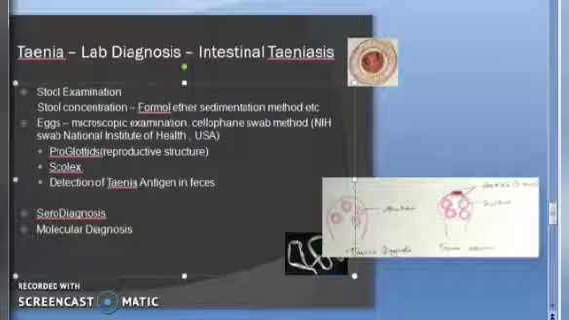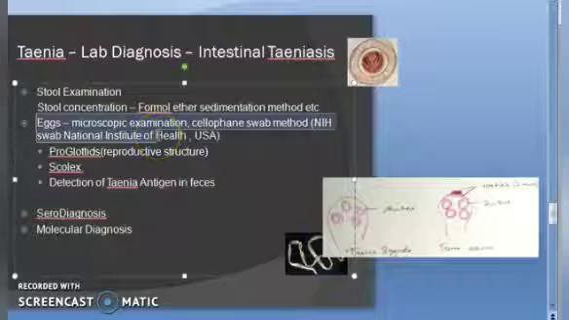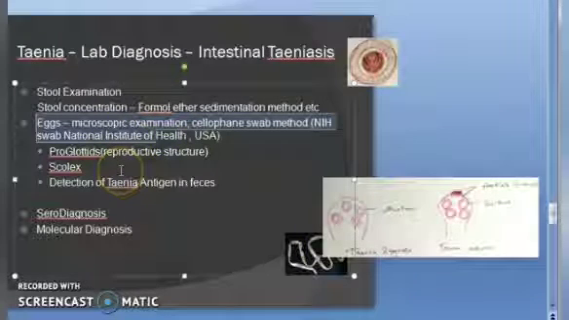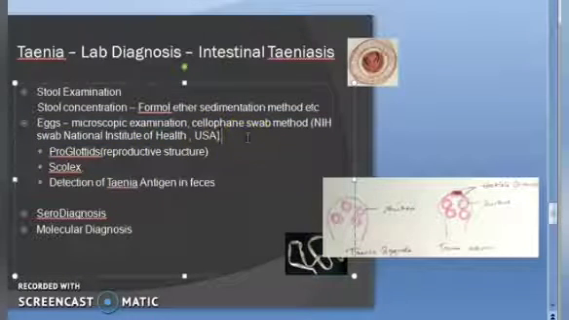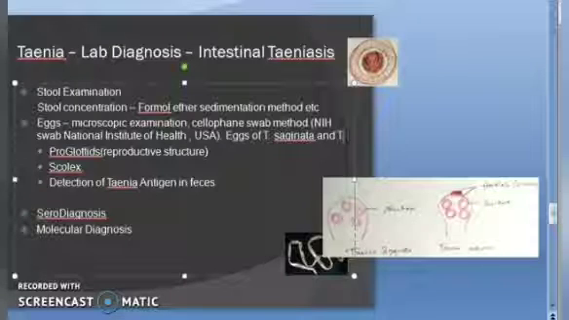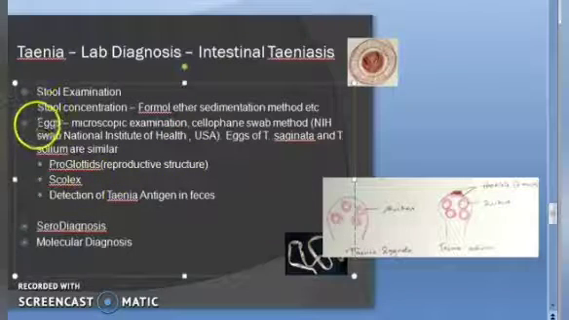So where are we now? We have detected the eggs by microscopy, the cellophane tape swab. You cannot identify the species because saginata and solium are both similar, correct? Should we write that here? Eggs of tinea saginata and tinea solium are similar. So you cannot distinguish, okay?